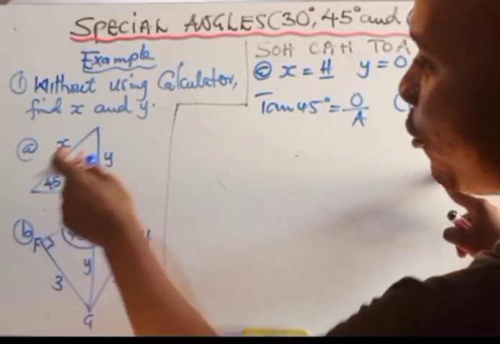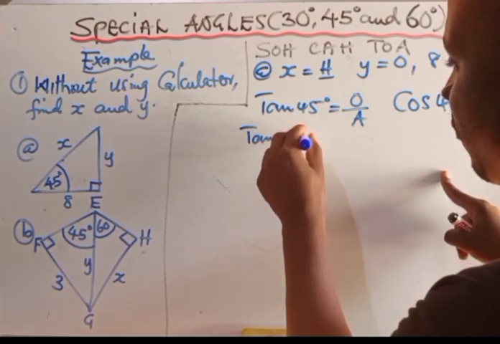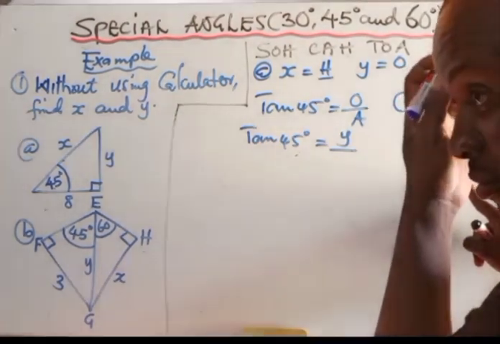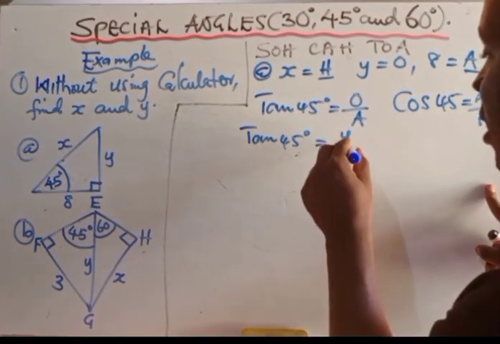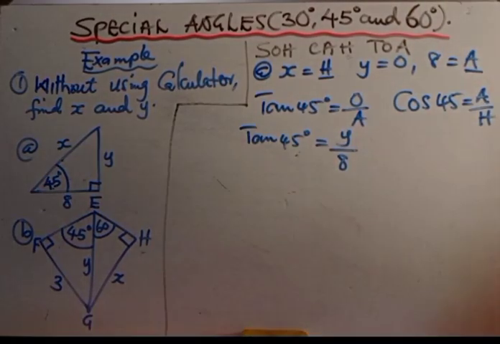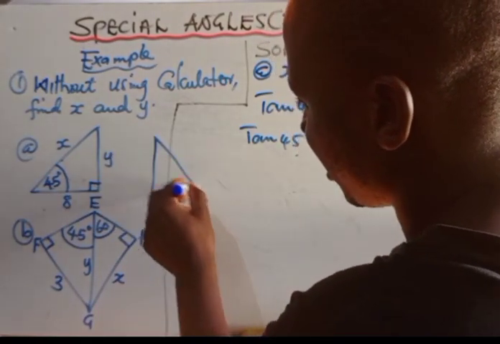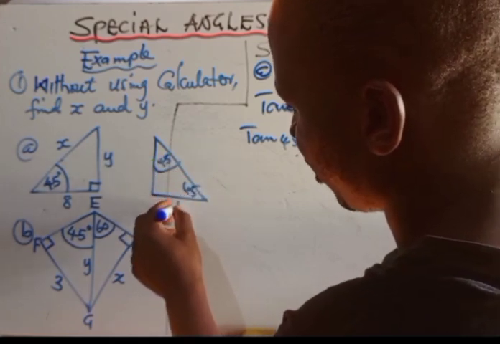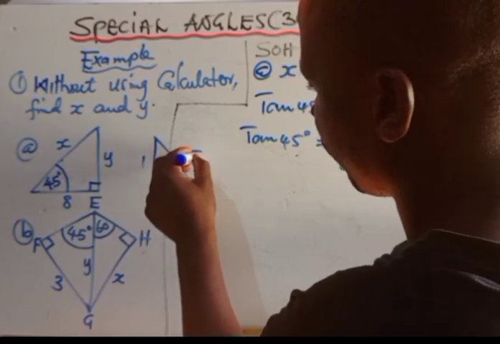What is the opposite of 45? It is y. So I will say tan 45 degrees is equal to y over adjacent, which is 8. Now, what is tan 45 without using a calculator? You must have that diagram where we have 45 here, we also have 45, there we have 1, there we also have 1, then this side we have the root of 2.